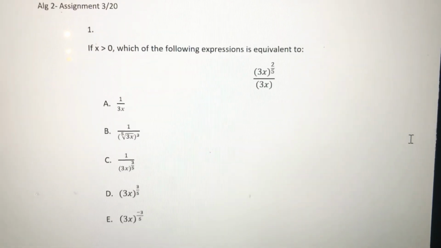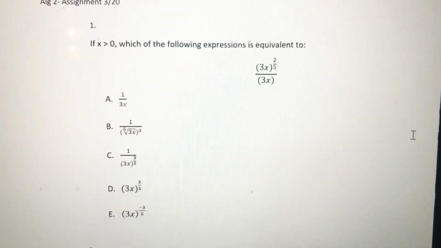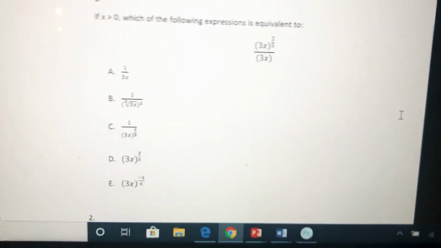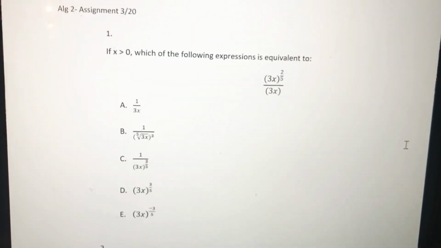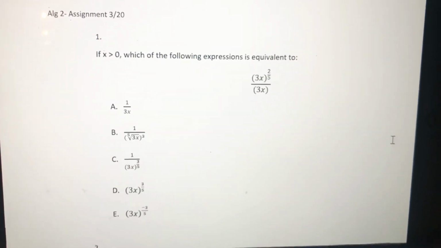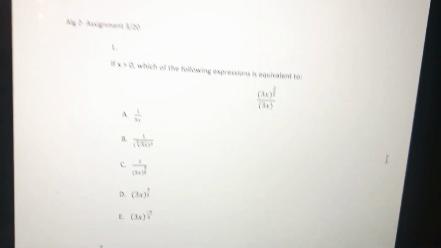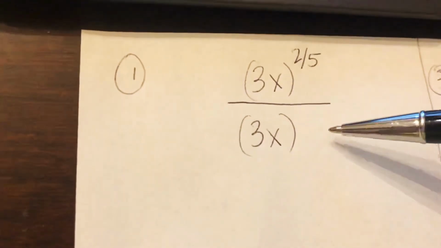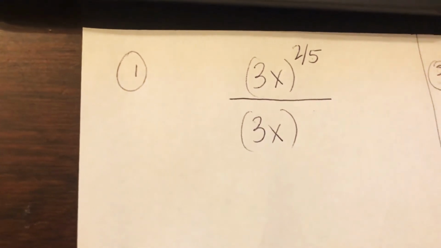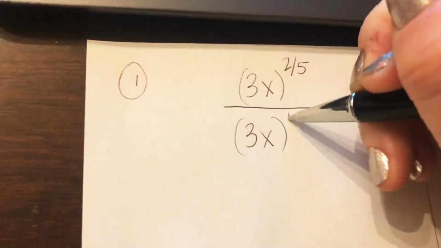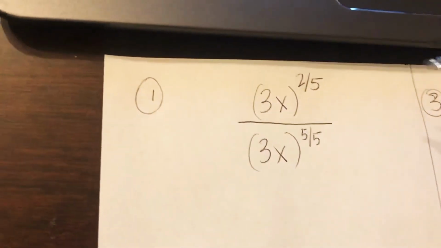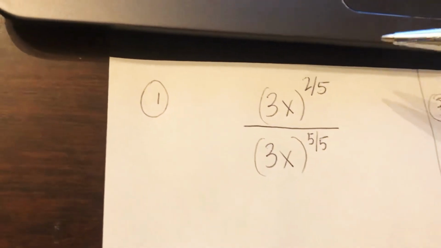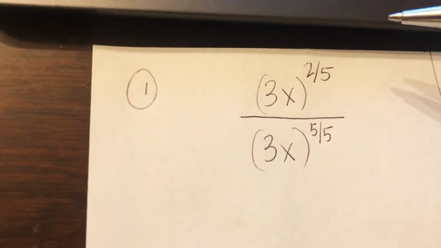So for x greater than 0, which of the following expressions is equivalent to this particular expression? What you have to first do is just use your exponent rules, right? So let me see, I wrote it down here. This here is a 2/5 exponent, and this here is a 1, because if there's nothing there, it's a 1. If you'd like to write it as 5/5, that would be easier because you are going to have to subtract these, and this way they have like denominators.